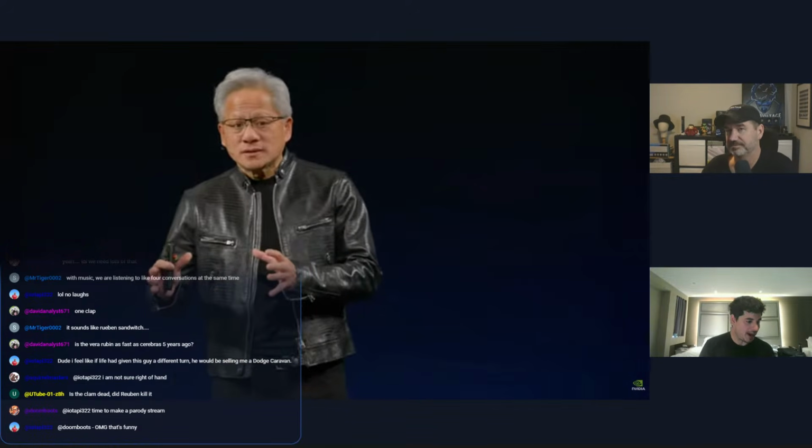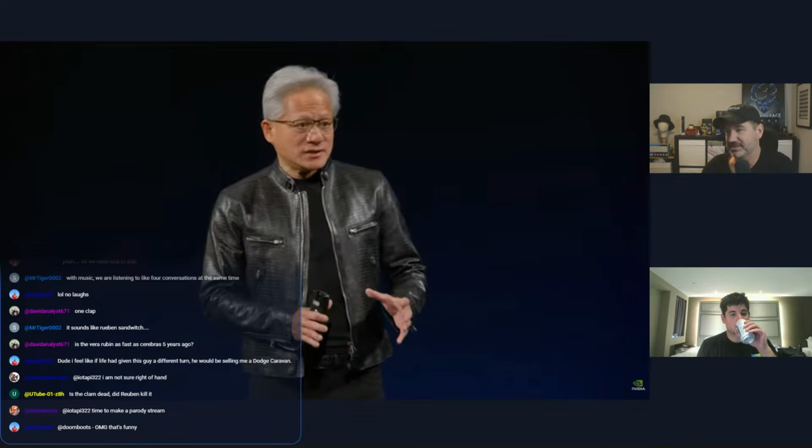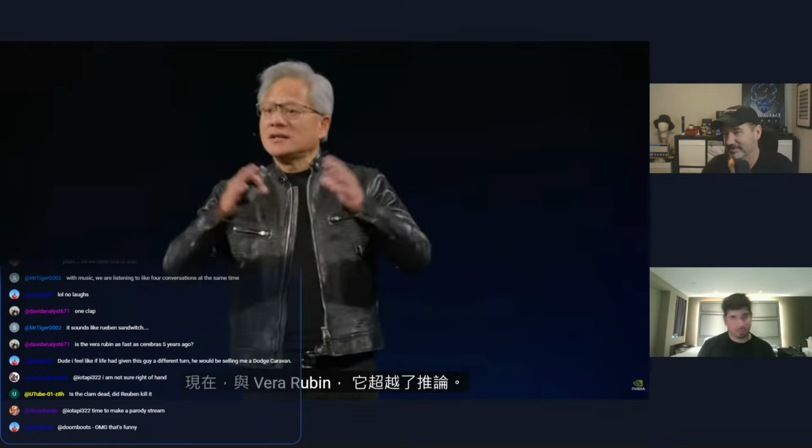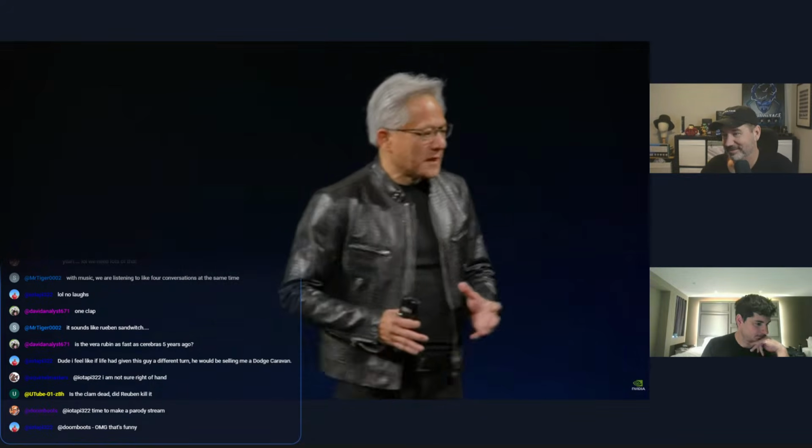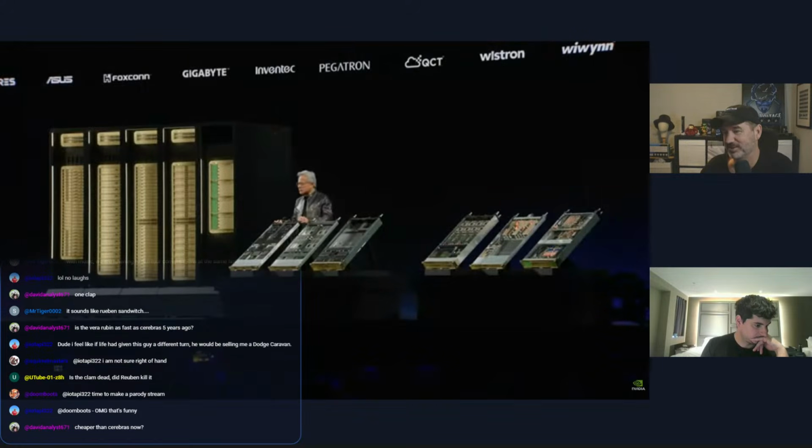Now, with Vera Rubin, it is beyond inference efficiency. It is now inference in an agentic system. Think of it as hash rate per watt. So it's no different than mining.